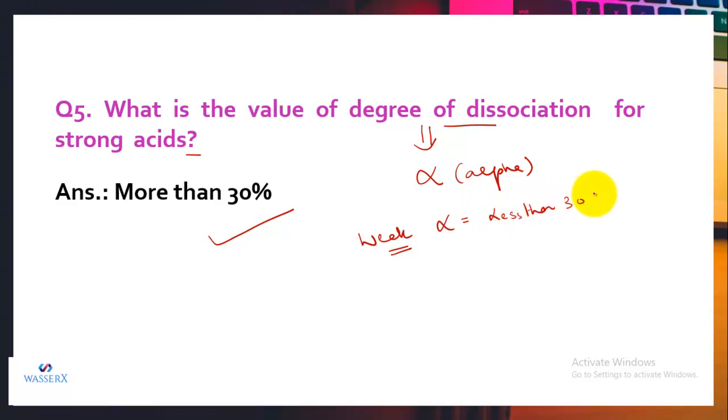So this is how you can talk about the strength of an acid depending upon this property, that is the degree of dissociation, that is alpha.